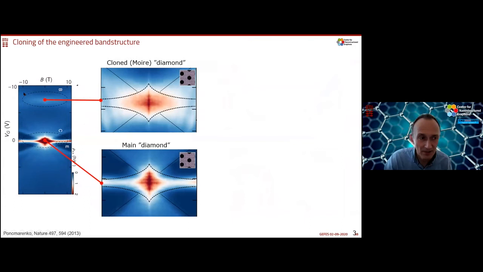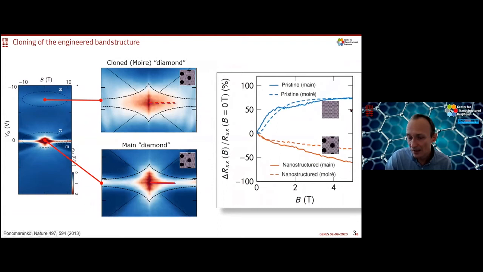I don't think I'm out of time, but I can say that it lines up quantitatively really well, so that the change from the Landau fan, which is what you see.